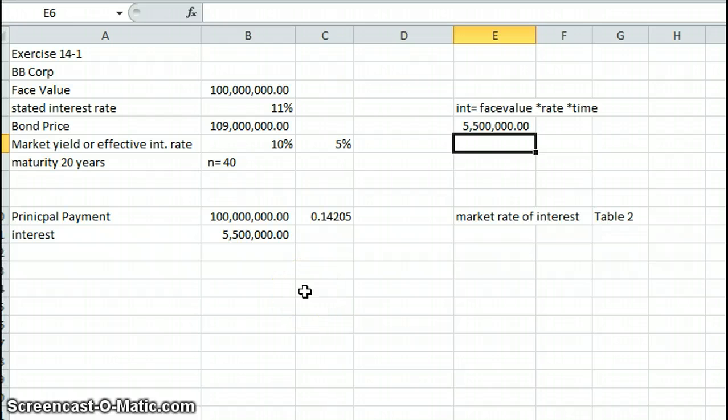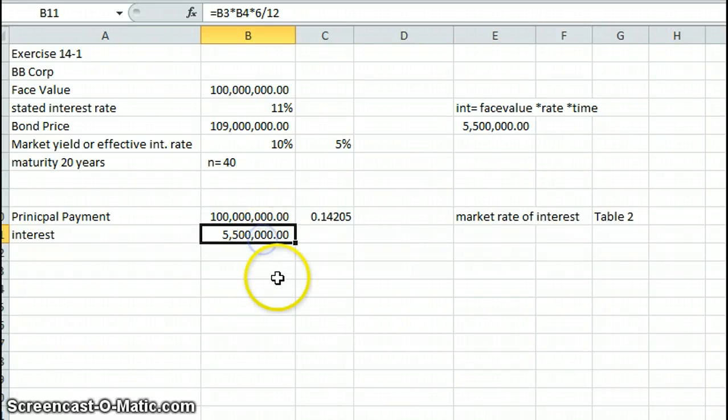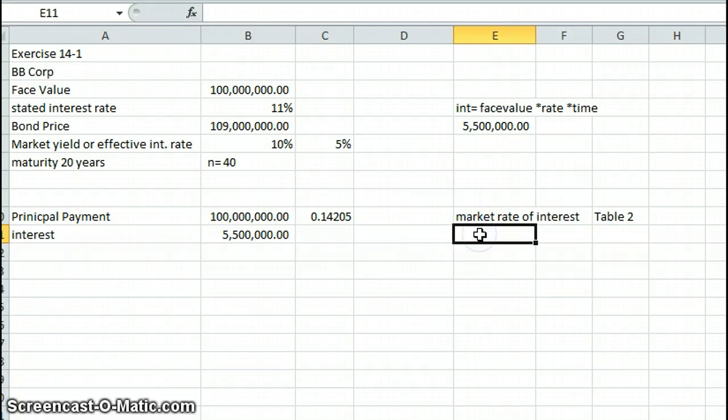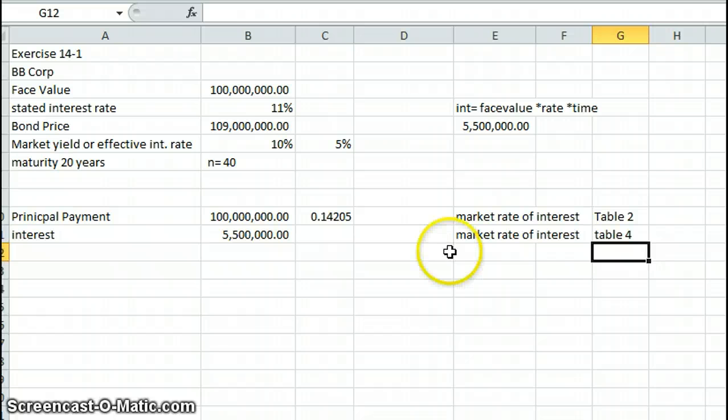But what we want to do here is calculate the effective rate of interest and then the present value. So we're getting paid this $5,500,000 40 times. What is the present value of that annuity stream? So we would, again, use the market rate of interest. But this time we will go to Table 4. The reason we're using Table 4 is because the interest payment is an annuity stream. We're getting paid twice a year over time, so we need to go to Table 4, which is labeled present value of an ordinary annuity. So this is an annuity because we're being paid every period. More than one payment is an annuity.